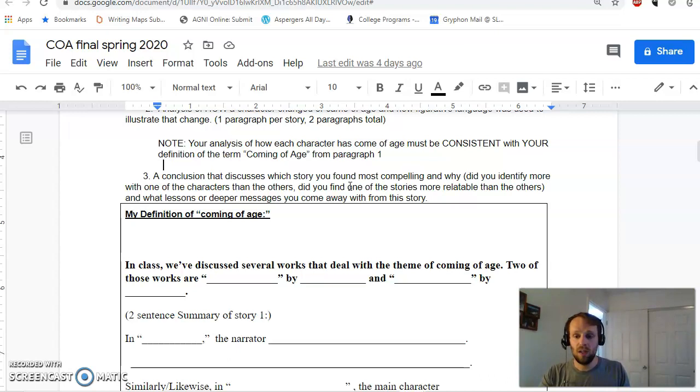What did you relate to? What did you like? And then what lessons can we come away with from this story? What messages did you find and hear? And that's how this is going to be broken down.